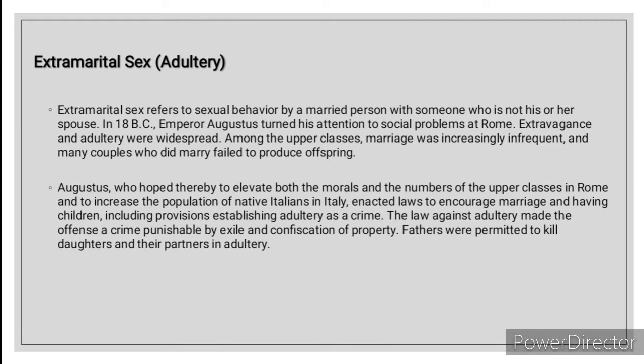Augustus hoped thereby to elevate both the morals and the numbers of the upper classes in Rome and to increase the population of native Italians in Italy, and enacted laws to encourage marriage and having children, including a provision establishing adultery as a crime. The law against adultery made the offense a crime punishable by exile and confiscation of property. Fathers were permitted to kill daughters and their partners in adultery. Husbands could kill the partners under certain circumstances and were required to divorce adulterous wives.